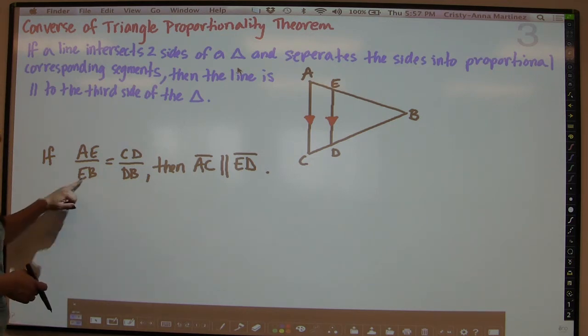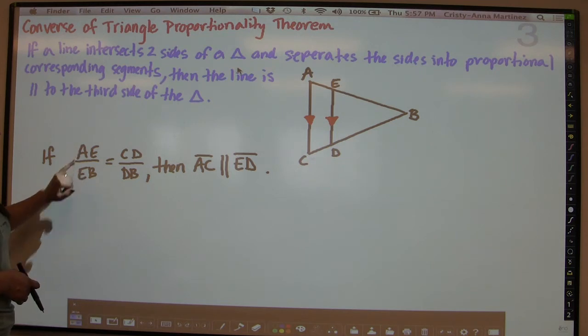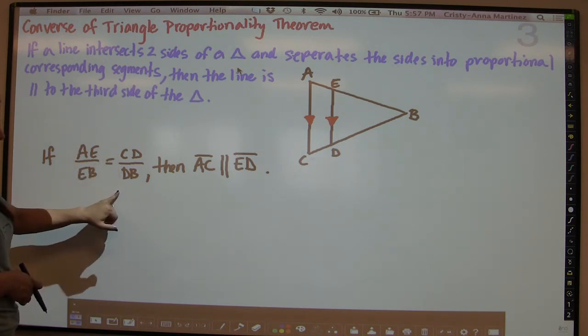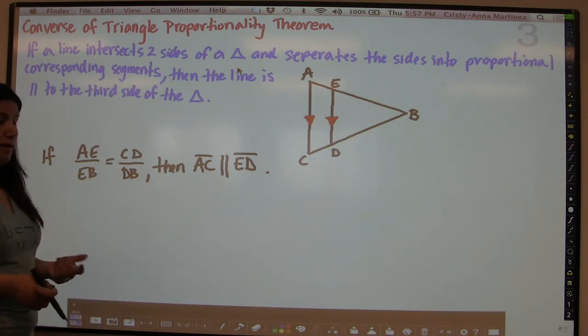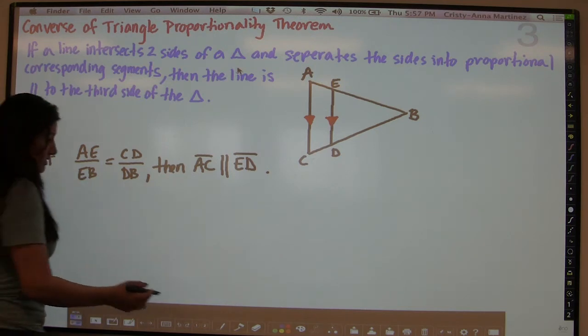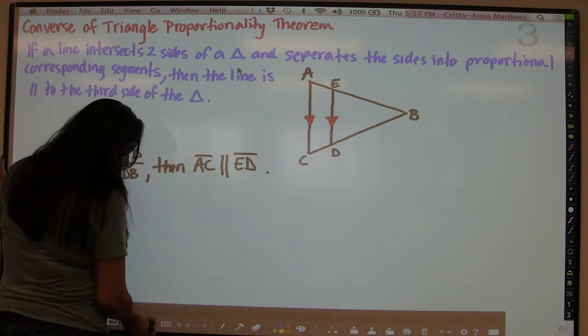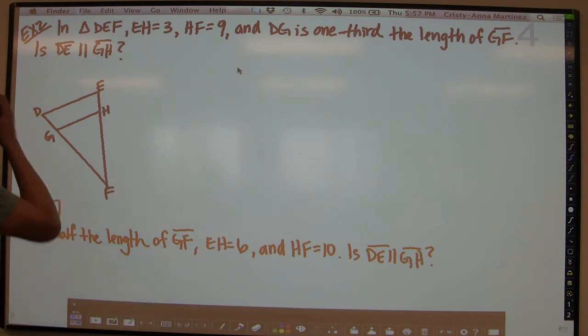So basically if the proportion is right, if AE is to EB as CD is to DB, then AC is parallel to ED. So we have the converse of the triangle proportionality theorem. So now we're going to apply that theorem to example 2.